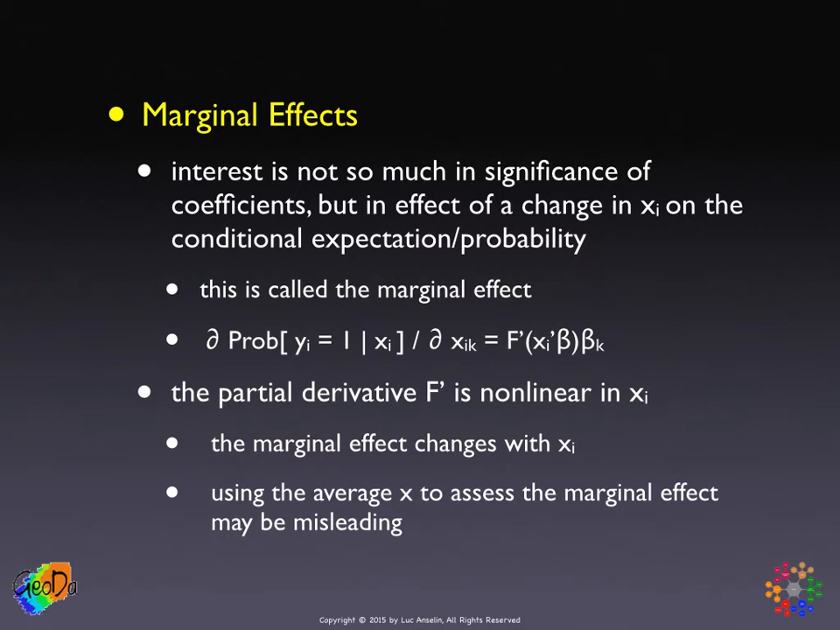In practice, one often resorts to an easy kind of cop-out solution by using the average value of x to assess the marginal effect, but that is not always, I mean, it's always correct in the sense that it is for the average value of x, but it may not give a proper perspective on how sensitive your dependent variable is to changes in different ranges of the x variable.